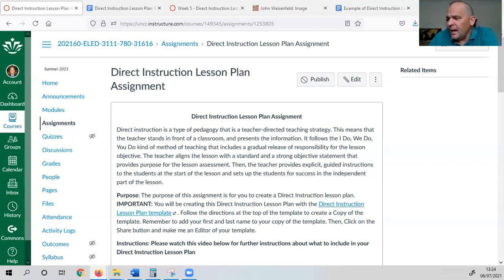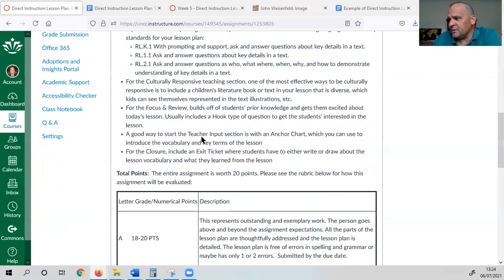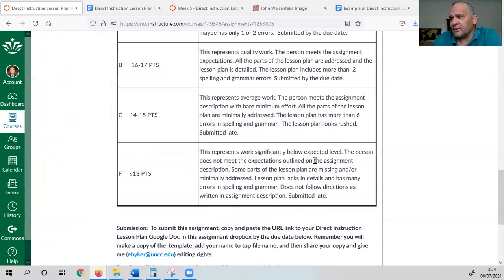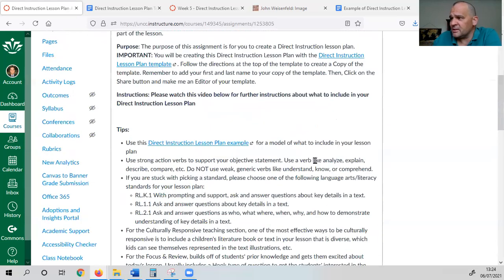I want to first share where you will find the assignment. You'll be reading more about this assignment in Module 1, and then you'll actually complete it during Module 2. It's not due until 11:59 p.m. Monday, July 19. However, please feel free to finish it early.